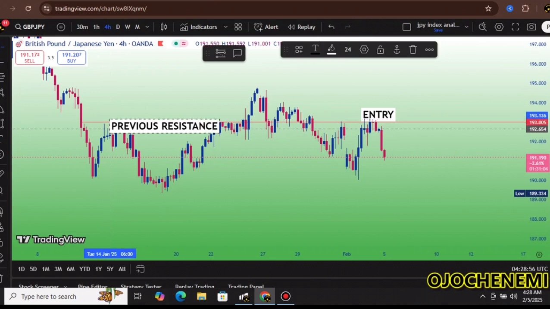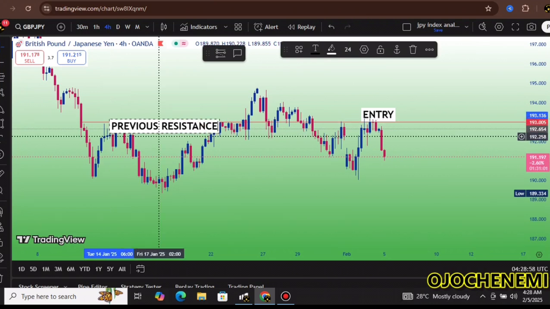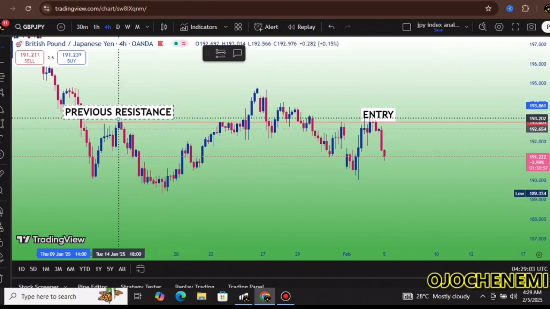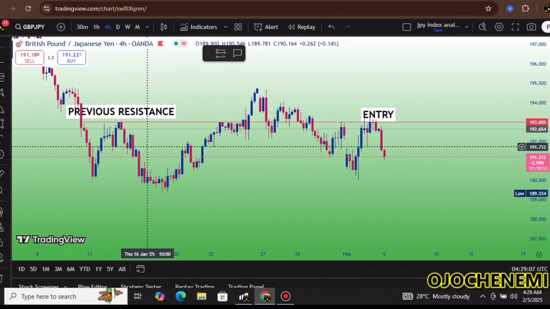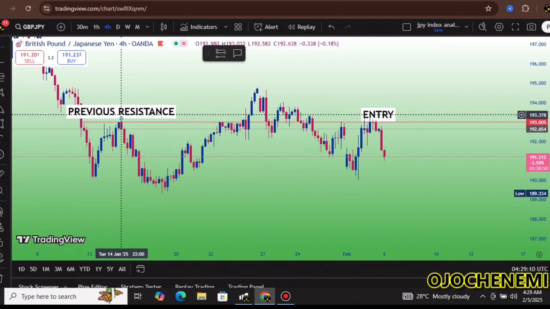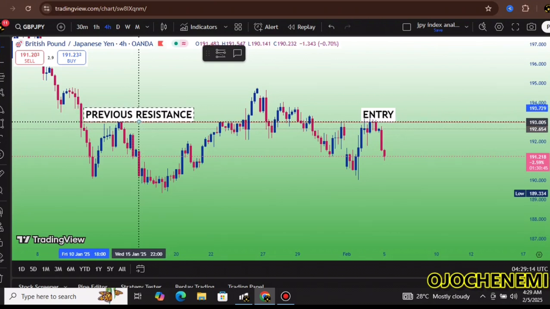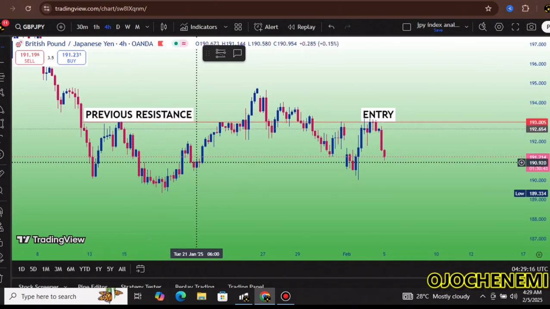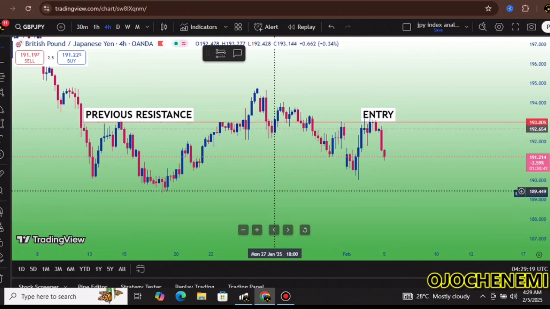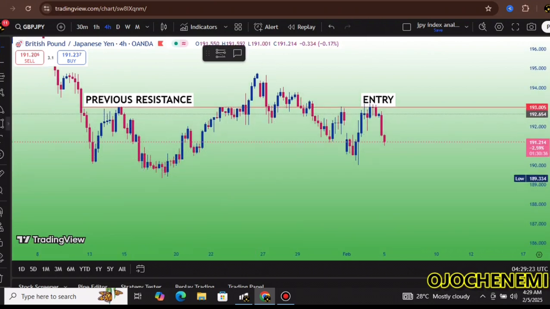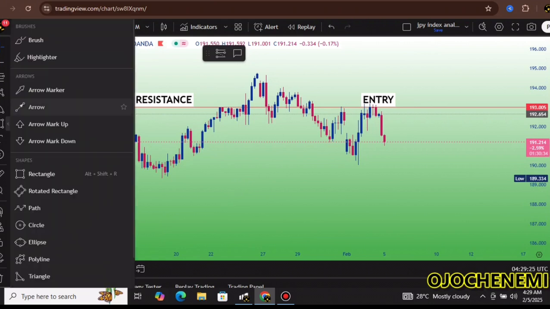My previous resistance, you can see there. I entered at this previous resistance level. This is the main purpose of me entering. Immediately I saw this previous resistance level, I knew that yes, this market is going to respect the previous resistance level. And why it's going to respect it is that, if you can see here, there is a gap which I'm going to show to you.